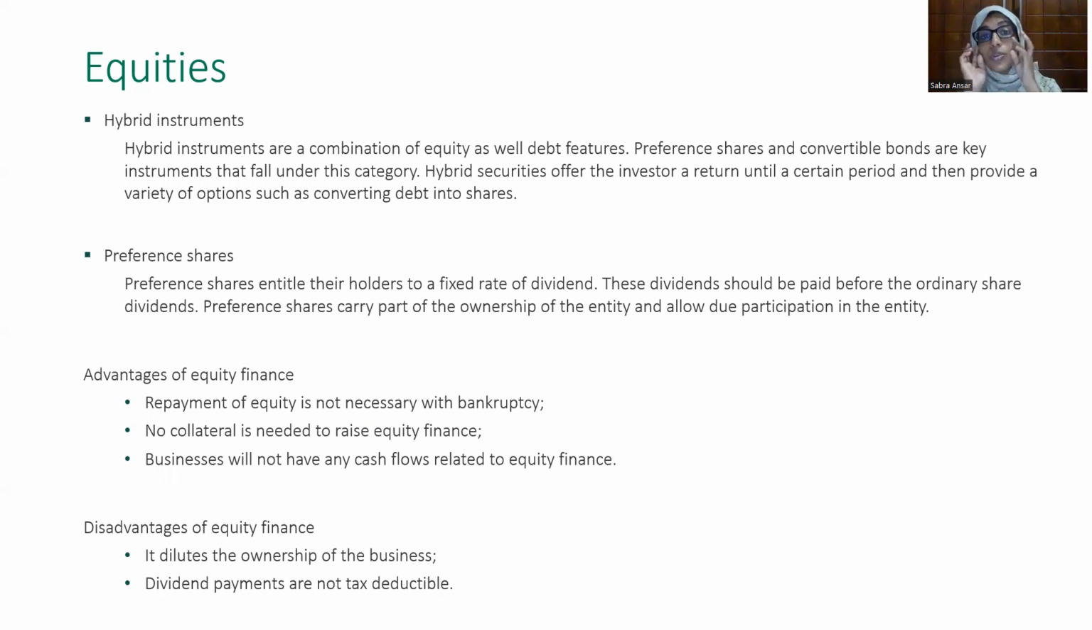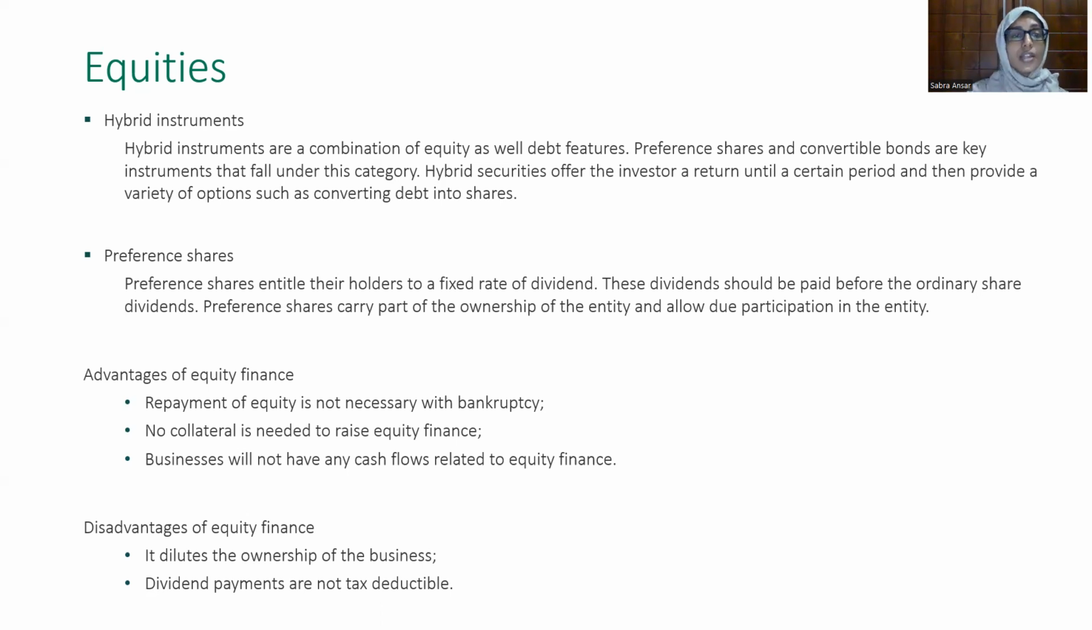Hybrid securities generally offer investors a kind of return until a certain period, and then generally they provide a variety of options, such as converting debt into a share, something of that sort. I said that there are two types, which are preference shares and convertible bonds. I think we talked about bonds a bit before under the bond section. So let me just speak about preference shares.